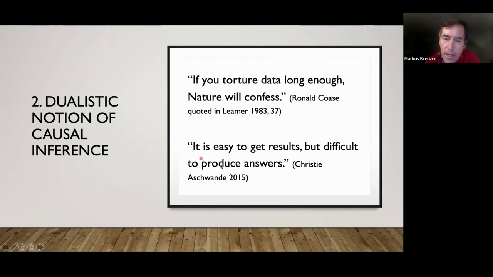Krishi Ashwant elaborates on this by pointing out that it's easy to get results, but difficult to produce answers. So here again, she recognizes that testing gives you results, but those results really don't tell us anything unless we have sound theory that then translates those results into answers. So she alludes to this interplay between confirmation and theorizing.